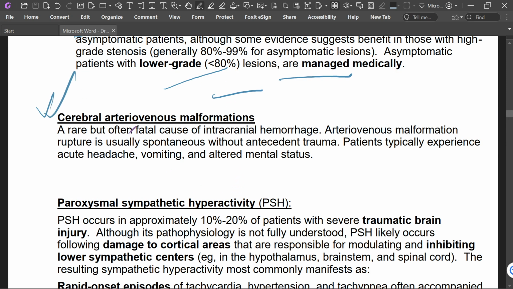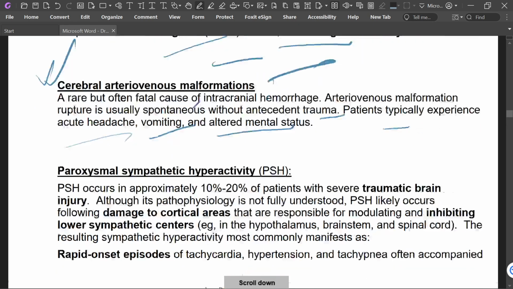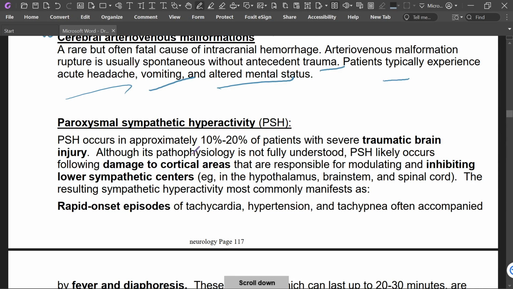Cerebral arteriovenous malformation. Cerebral arteriovenous malformation is a rare but often fatal cause of intracranial hemorrhage. Malformation rupture is usually spontaneous without an antecedent trauma. Patients typically experience acute headache, vomiting, and altered mental status.